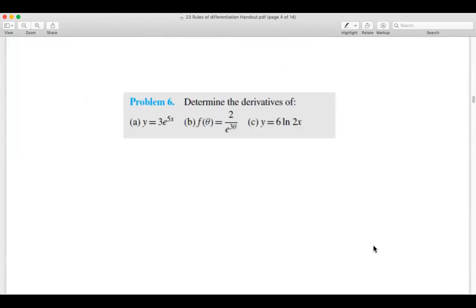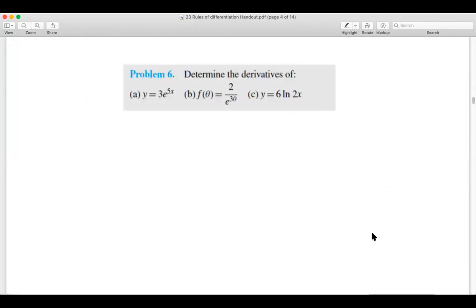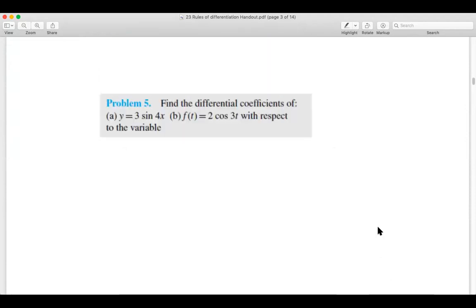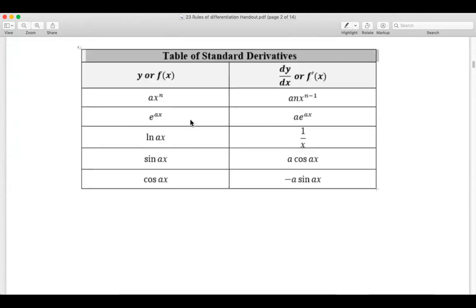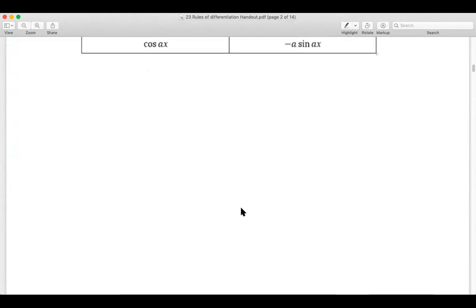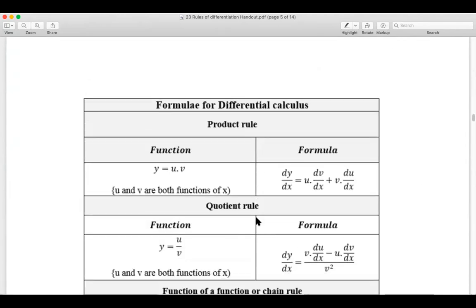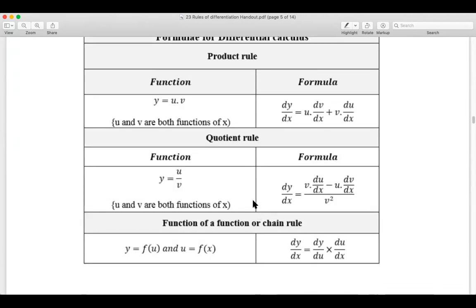Okay, so that's covered the differentiation of all the basic functions that you would be expected to do. So you won't be given any basic functions outside of what's in that table. But what we need to move on to now is being able to differentiate using formulae for differential calculus. There are 3 different rules we're going to cover. We're going to start off with the product rule.